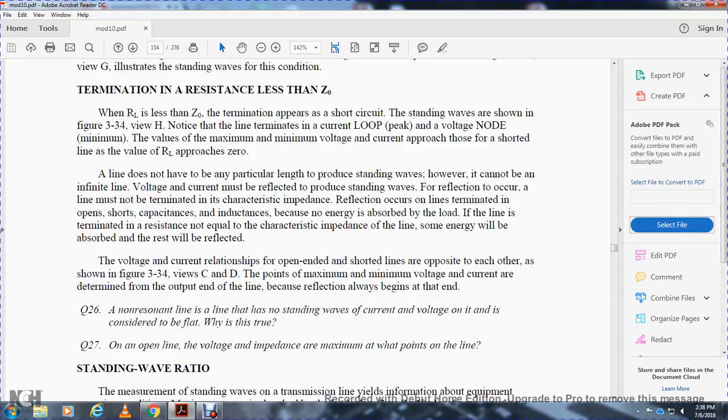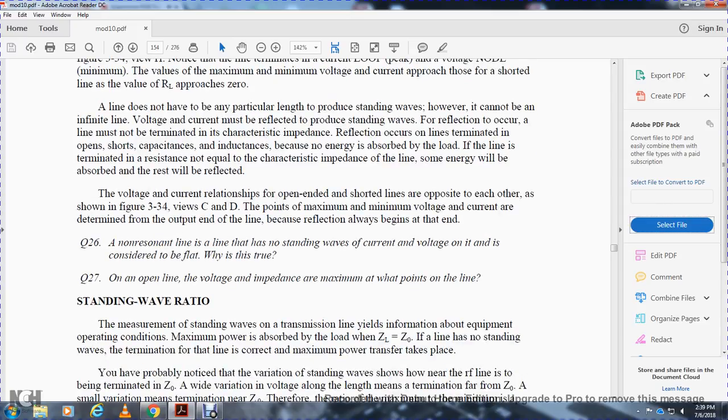A line does not have any particular length to produce standing waves. However, there cannot be an infinite line, with the voltage and current reflected, producing standing waves. For reflection to occur, the line must not be terminated in its characteristic impedance. Reflection occurs on lines terminated with an open, short, capacitance, or inductance, because no energy is absorbed by the load. If the line is terminated with a resistance not equal to the characteristic impedance of the line, some of the energy will be absorbed and the rest will be reflected.